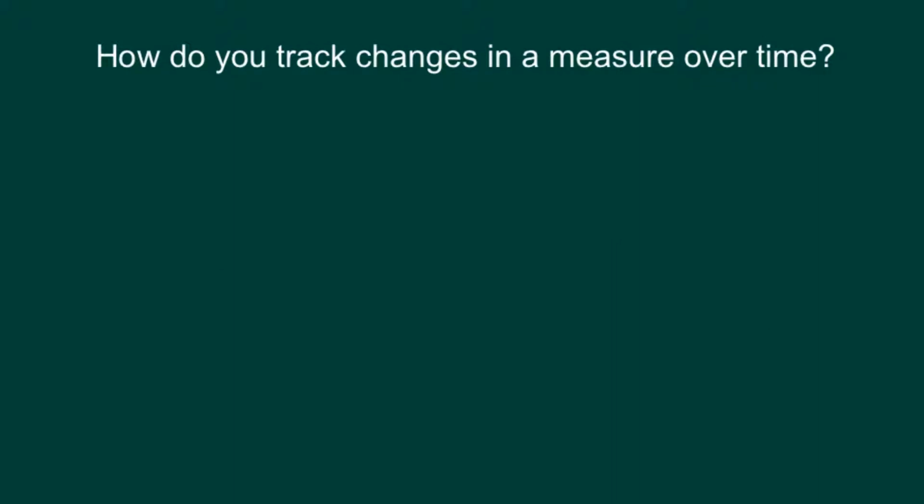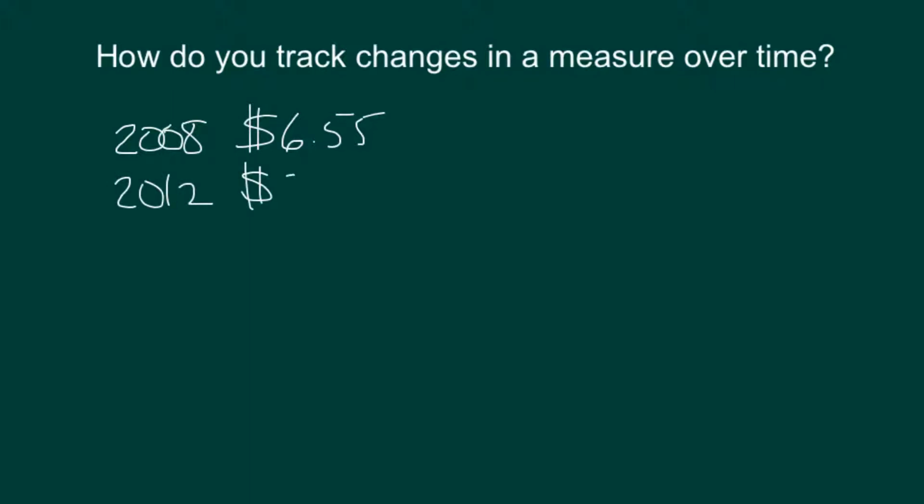All right, so another way we can use the price indexes is to track changes in a measure over time. So for example, I have some information on the minimum wage in recent years. In 2008, and I think this is just the US minimum wage, it can differ across states, we had it at $6.55, and in 2012 it had been raised to $7.25, which is about a 10% increase, which is a significant number and a change of income.